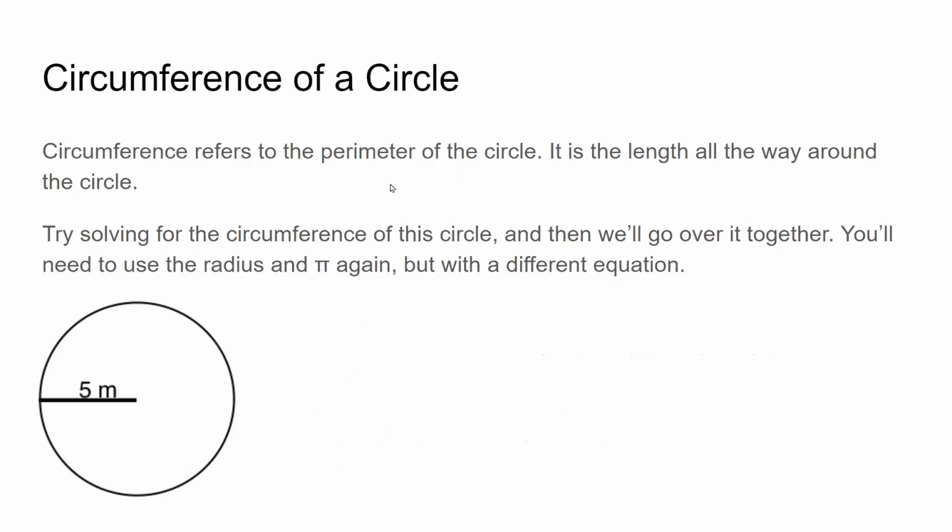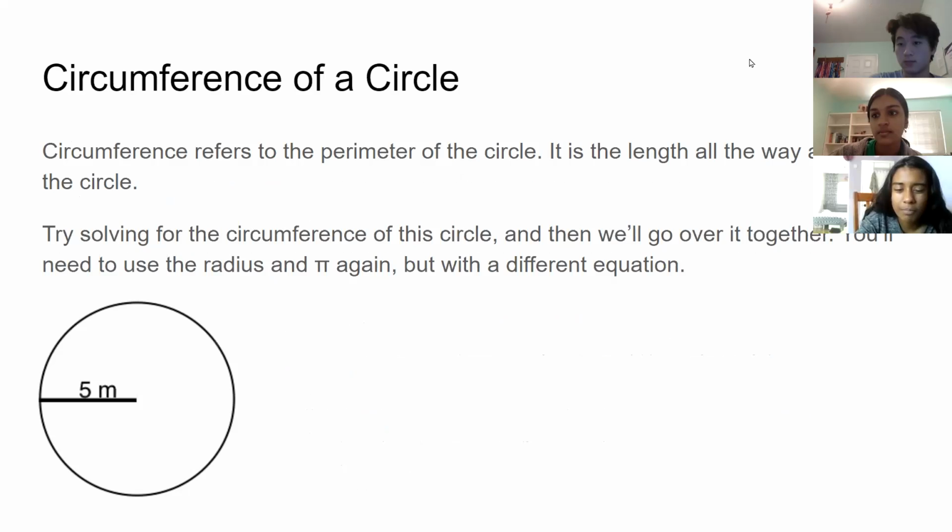So the term circumference of a circle is referring to the perimeter of a circle. So it's the length all the way around the circle. So let's try solving for the circumference of this circle, and then we can go over it together. You need to use the radius length and the constant pi, but with a different equation. So if you guys already know the equation, go for it, try it out.